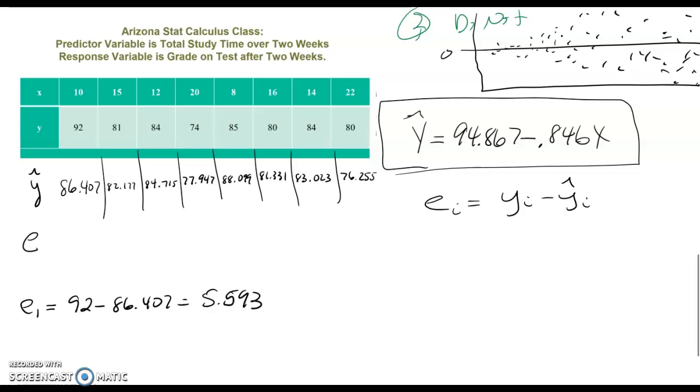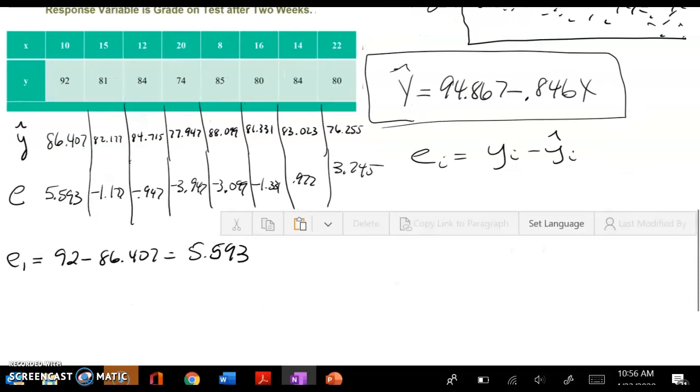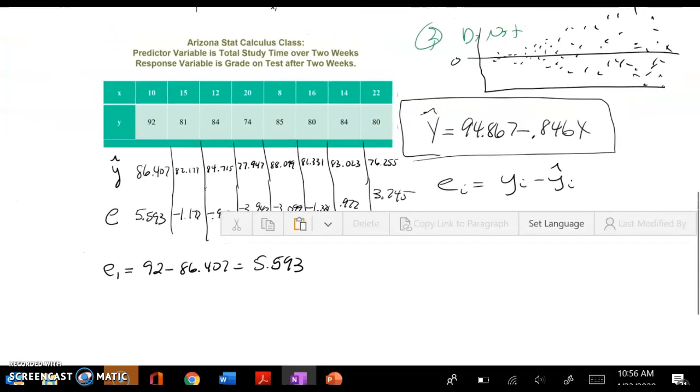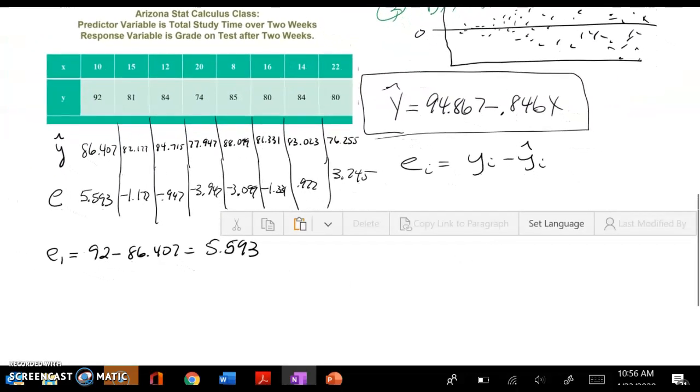So what I want you to do now is go through and find all of the E values, the residual values for this particular set of data. So this is what I got when I found all the residual values, and I took the Y values minus the Y hat values. I got this list of residual values.